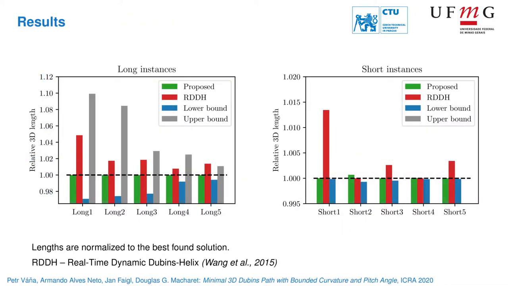We have compared the proposed method with the Dubins helix approach for long and short instances proposed by the authors of the method. All the lengths are normalized by the best found solution, and the proposed lower and upper bounds are also included if applicable. The proposed method finds the best solution in most of the cases, and the results are close to the proposed lower bound, especially for the short instances.